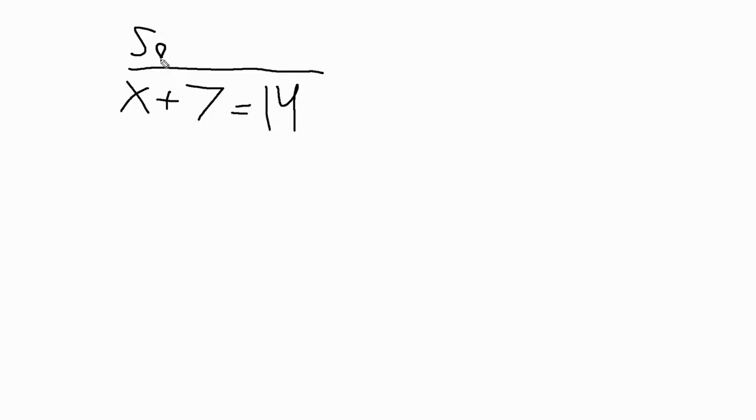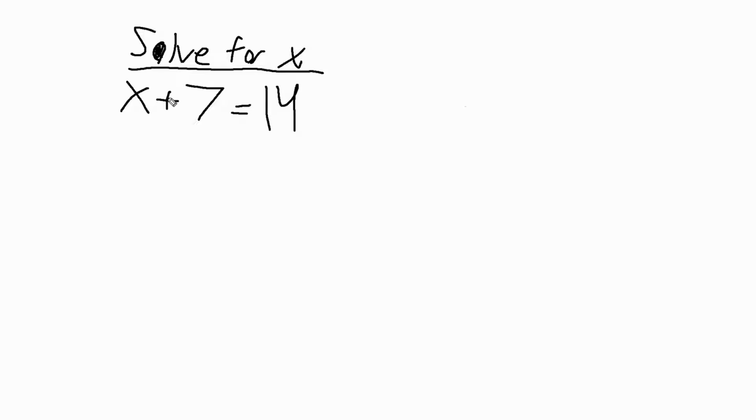Here you can see, let's say we have a problem: x plus 7 equals 14. Now what we want to do is solve for x. In order to do this, we want to isolate the variable, which is x. So what we have to do is eliminate everything with the variable x.